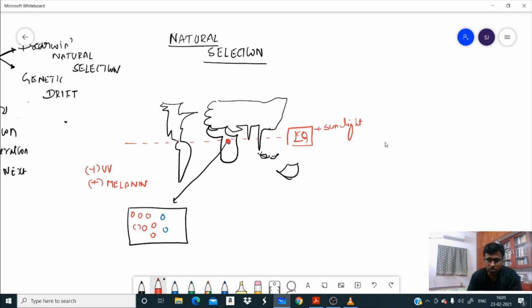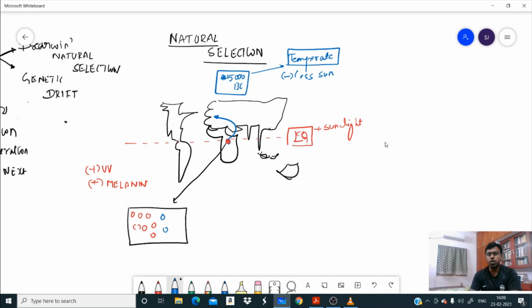But this is the case at the equator. You should also know that there was a migration around 45,000 BC, which is called the Upper Paleolithic, which comes in your syllabus. In this 45,000 BC, human beings migrated to a place called the temperate region. And you should know from geography that the temperate region has very little sunlight.